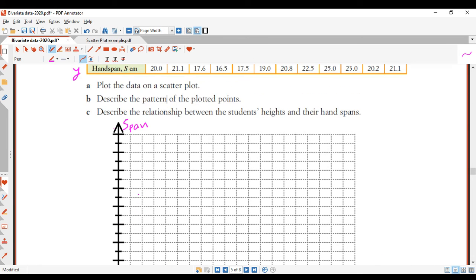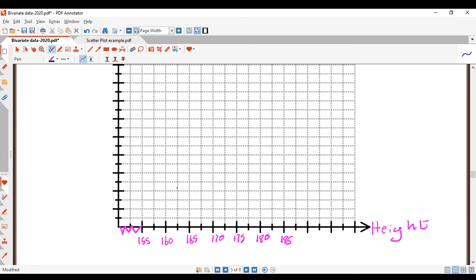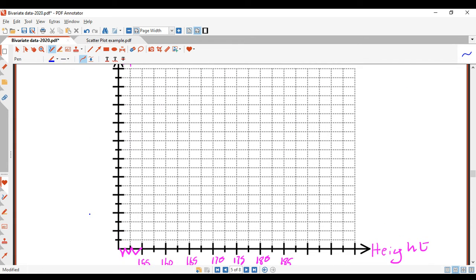All right, now let's have a look at the next one, which is the handspan. Now, let's have a look at the smallest one. The smallest one for the handspan is 16.5, so just here. And the largest is 25. So on my vertical axis, I'm going to come down here and I will start at 16 as my lowest.